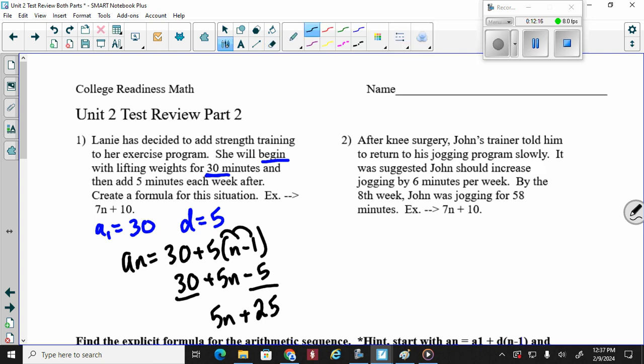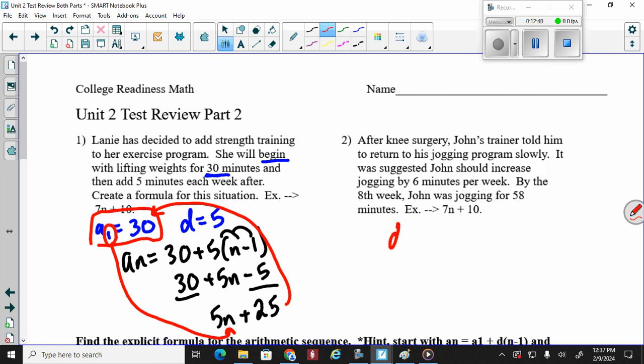Now, folks, if you want to check your work, it's super easy and takes no time at all. You know your first term is 30. Take 1 and plug it in for n. Do you get 30? If the answer is no, then you got it wrong. There's no sense even submitting work that you know is wrong. Check your work.